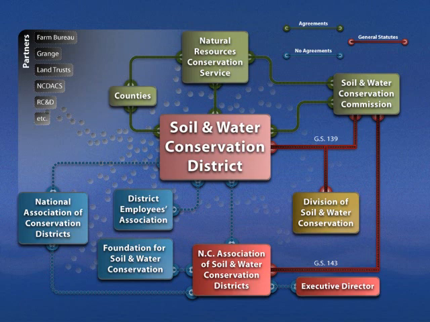North Carolina has one of the strongest conservation partnerships and programs of any state in the nation. That strength comes from the number of agencies and organizations that make up the partnership, their interconnectivity, and the relationships that exist one with the other.